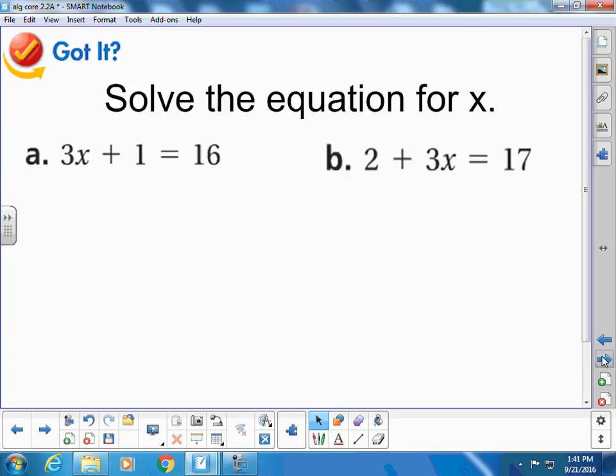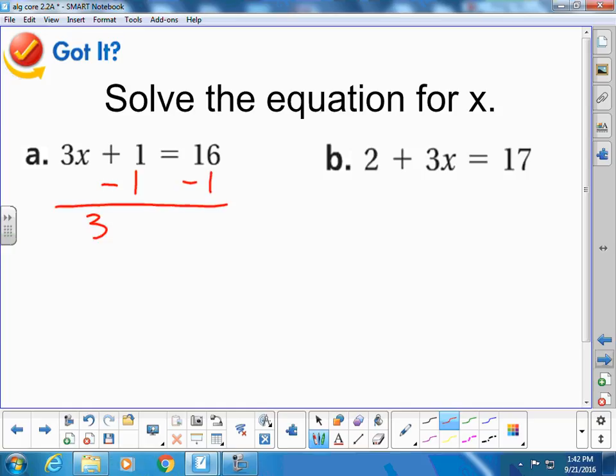Solve for x. We're going to do the first one together, and then you are going to do the second one on your own. I'm going to do it without algebra tiles. First, we undo addition. And we get 3x equals 16 minus 1, which is 15.